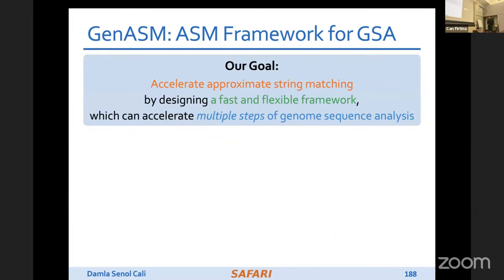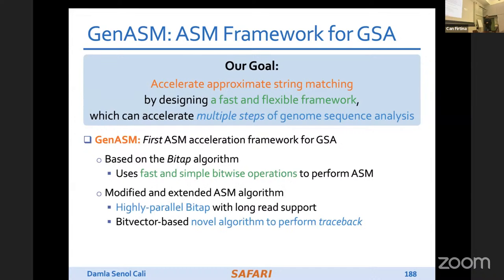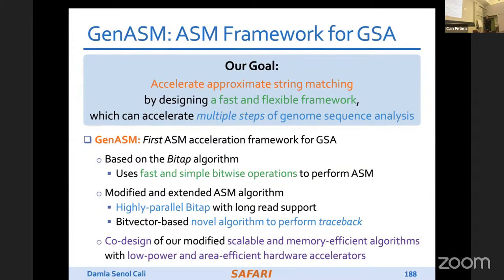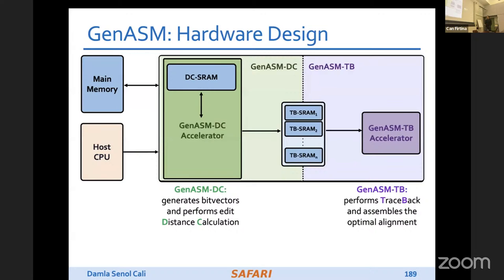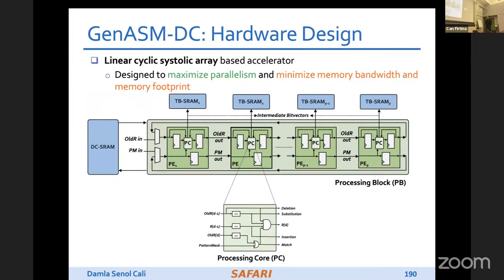We have many other works that I won't be able to cover, but I want to quickly go over them without showing you the details. So we also look at the approximate string matching problem, which is the core of the alignment. And then we essentially try to accelerate the approximate string matching with, let's say, simple bitwise operations, and then designing maybe an ASIC attached to HBM so that we can also get the data quickly. And this is actually how it looks like, maybe without the HBM.